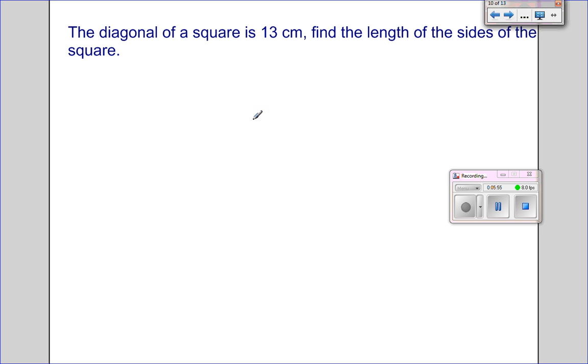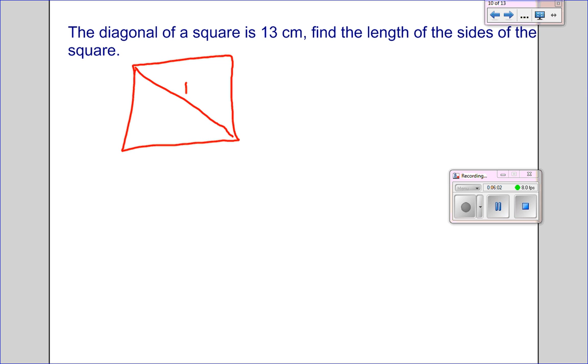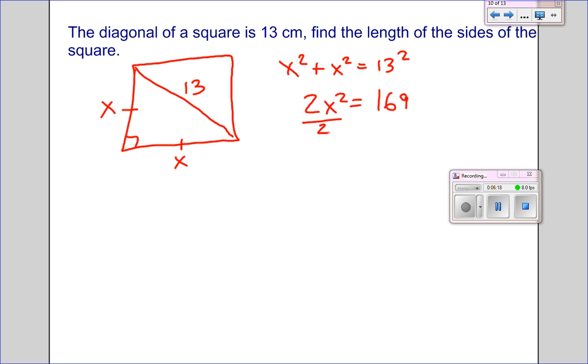Let's do this one real quick. The diagonal of a square is 13 centimeters. So draw a picture. And we know a square has congruent sides and right angles. So this will be x and this will be x. So x squared plus x squared equals 13 squared. How many x squares are there? Well, there's 2. And 13 squared is 169. To get rid of the 2, divide by 2 on both sides. So x squared equals 169 over 2.